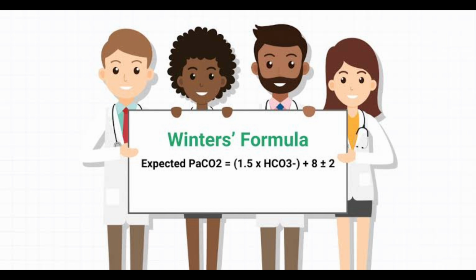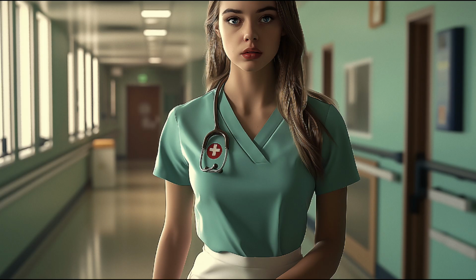So if the actual PaCO2 closely matches the expected value, it indicates that the respiratory system is appropriately compensating for the metabolic acidosis. However, if there's a significant difference between the two values, that raises a red flag. A red flag for what exactly? It suggests that we might be dealing with a mixed acid-base disorder, meaning there's more than one process going on. For instance, a patient might have metabolic acidosis, but also have coexisting respiratory acidosis or alkalosis.